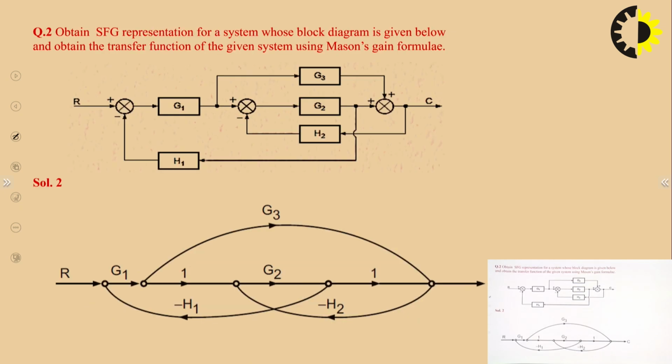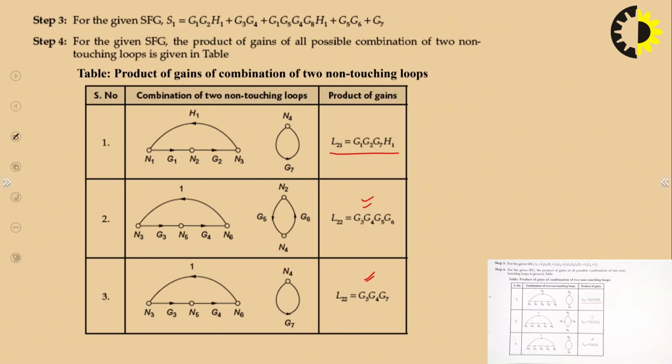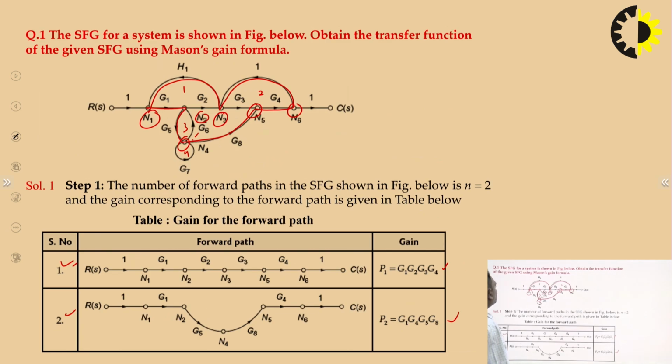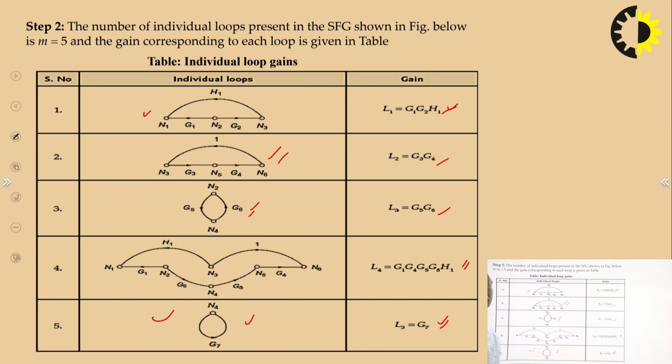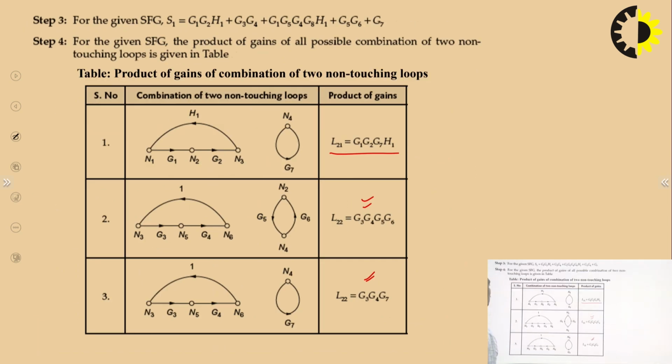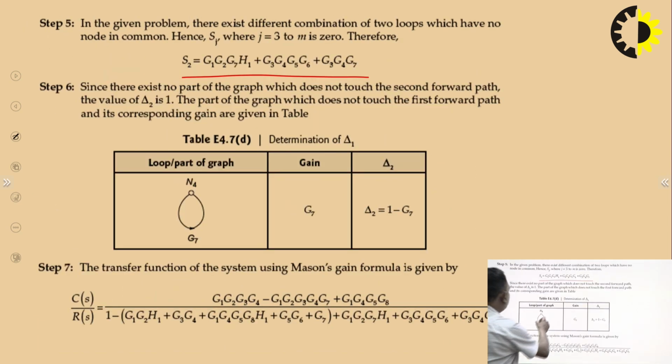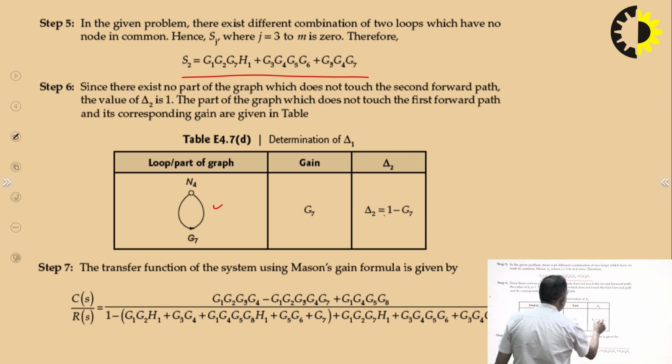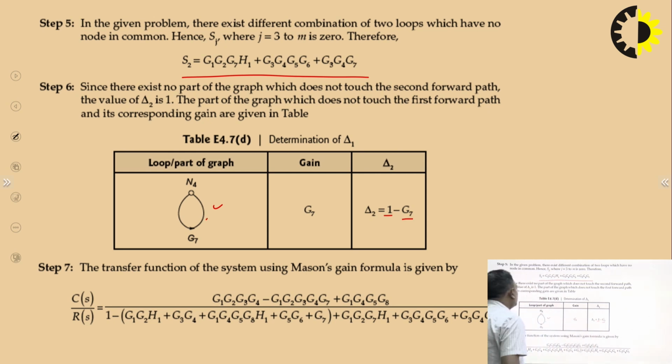So delta 1 corresponds to path P1. You will check which loops are not touching this forward path 1. You can see this loop, this loop, this loop, this loop, all are touching except this self loop. So that's why we reduce it to 1 minus, you can see the transmittance is G1.